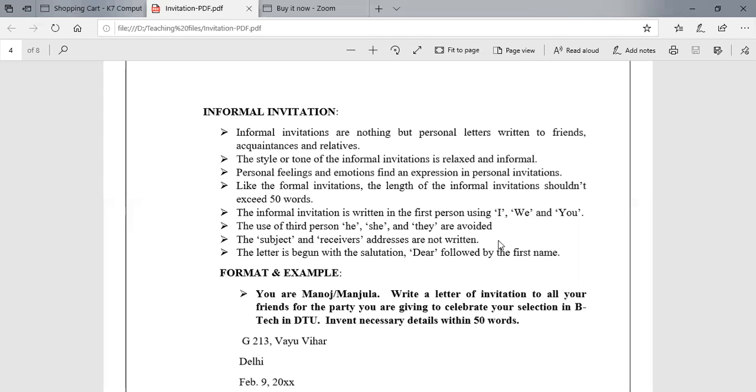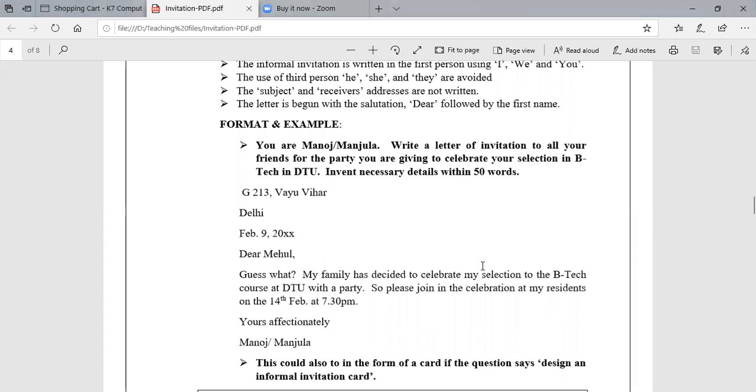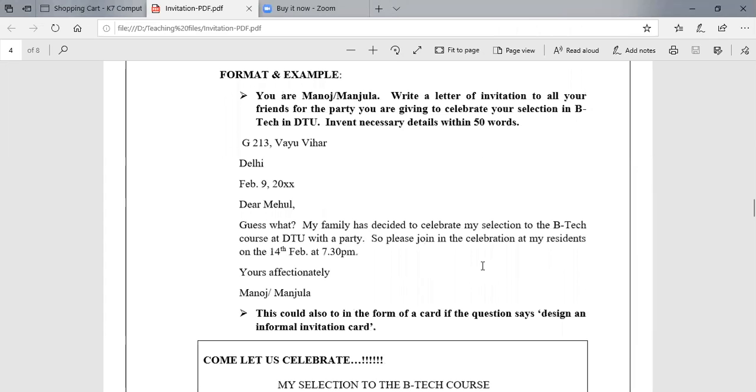So you can also go. So the subject and receiver's addresses are not written. The letter is given with the salutation dear followed by the first name. So when you are writing informal invitation, formal we have completed. That means formal printed card and then formal letter format. Now informal. Informal means note format. What is a note format? We can see this example, you are Manoj or Manjula.